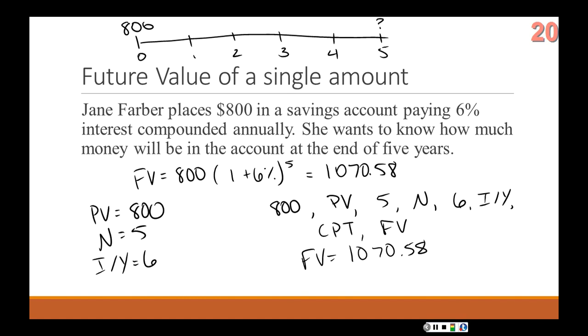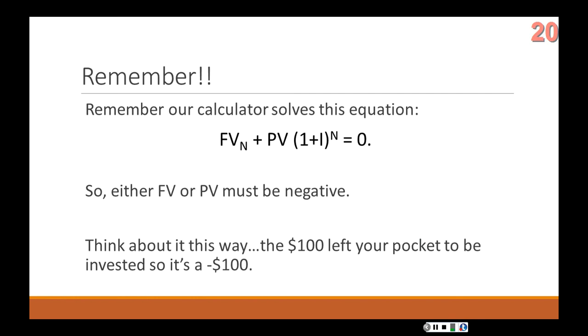Generally we put cash outflows as a negative number and cash inflows as a positive number. Because our calculator solves this equation, it's not solving the exact same thing that we are. It says the future value plus the present value times 1 plus the interest rate raised to the nth power, and they set that equal to 0. So either the future value or the present value is going to have to be negative to cause this equation to equal 0.